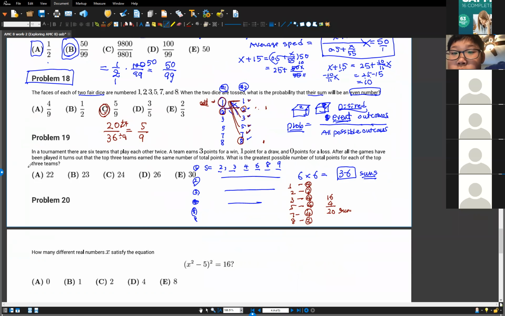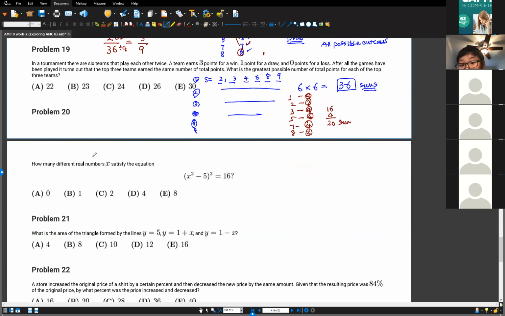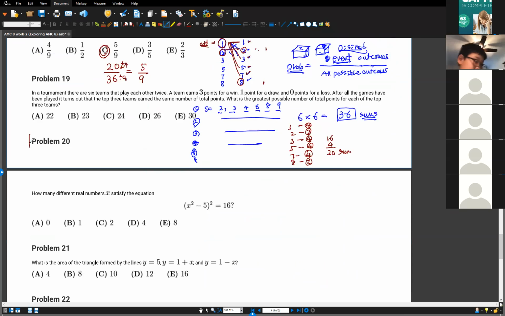Do you guys want to try number 19? Number 19 is the easy one, but a little confusing, I think. So instead of this boring 19, I'm going to try number 20 first. You're going to try this one today. Anyway, we can try all the other questions, okay?